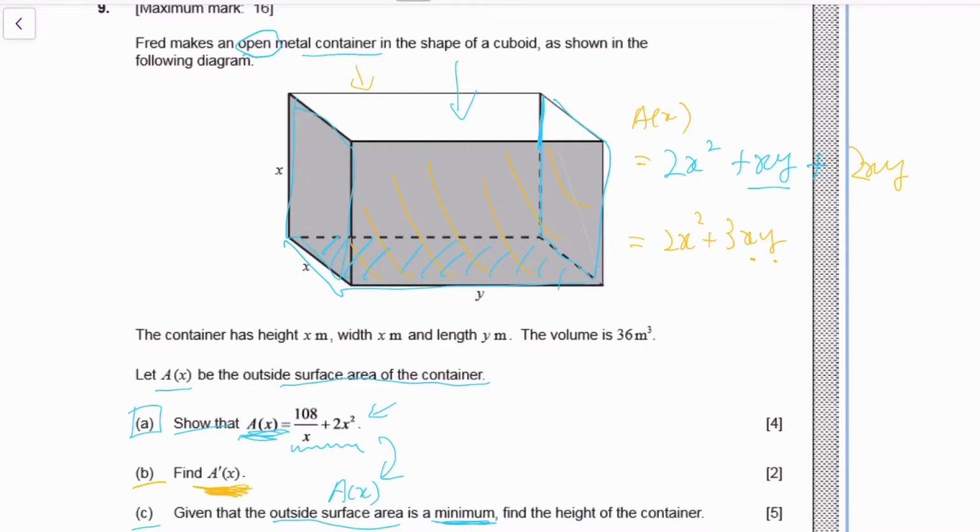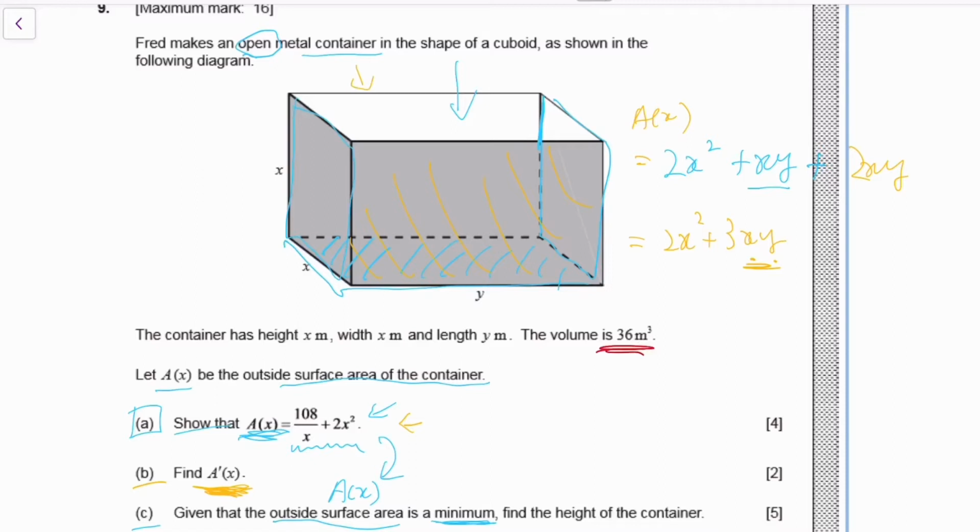If they don't ask you to differentiate, in paper 2, you could have just used a GDC, plot A(x) and look for the maximum on the graph. But similarly, you cannot plot something with two unknowns, both x and y, so it's really the same problem. That is why there is the information about the volume being 36. Okay, so this is not here to distract you.